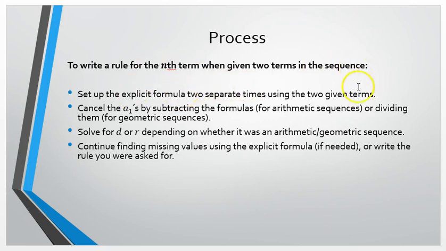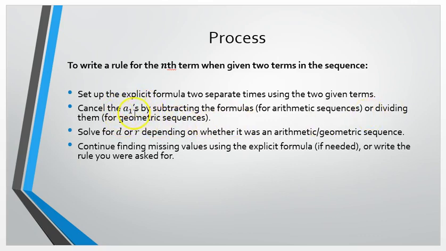So write an explicit formula for each of the two terms they give you so that you have two different formulas. Then, if it's an arithmetic sequence, you can cancel the a sub 1 values by subtracting one formula from the other. This is like the elimination strategy. If it's a geometric sequence, then you're going to divide one formula by the other. Either way, this process should cancel out the a sub 1s.